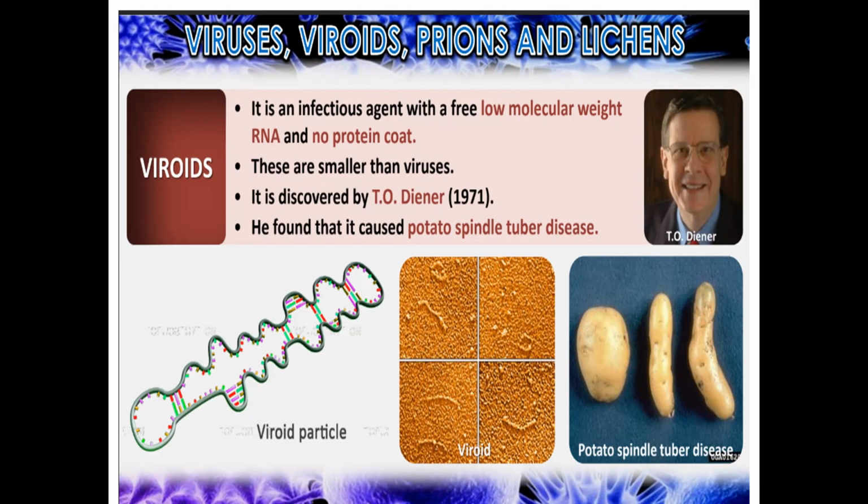It was discovered by T.O. Diener in 1971. He found that it caused potato spindle tuber disease. This is a normal potato and these are infected by the viroid. They look like a spindle. So this is the viroid particle. What is missing here is the protein coat.